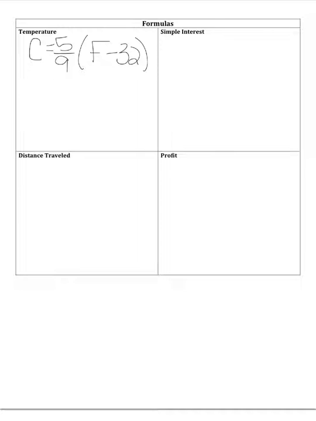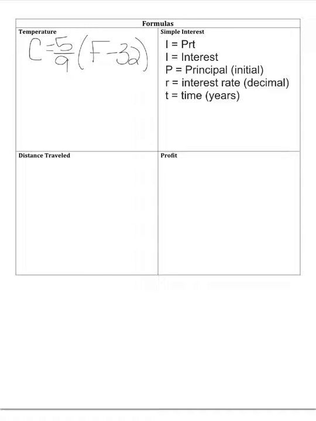The next equation you're going to use is the simple interest formula. So this is dealing with money. Let's look at what that formula looks like. So there's your formula. I equals P times R times T. I is your interest, so how much you earn back. P is your principal amount, which is the initial amount. So if it says that you invested $500, that is your principal amount.